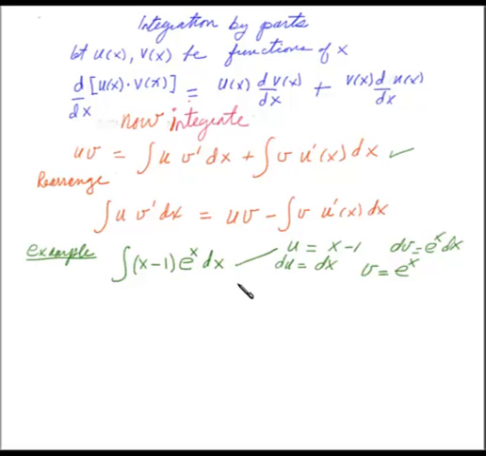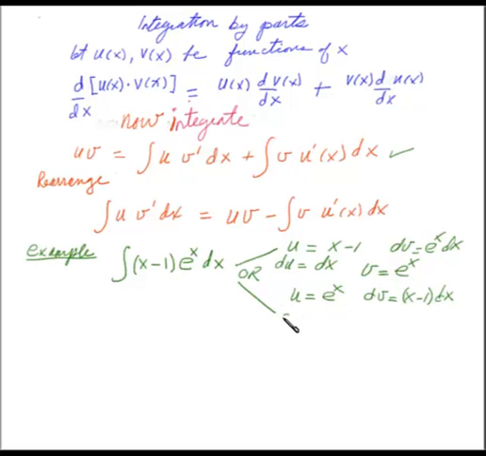What was my other choice? My other choice would be to let u be e to the x and dv to be equal to (x minus 1) dx.